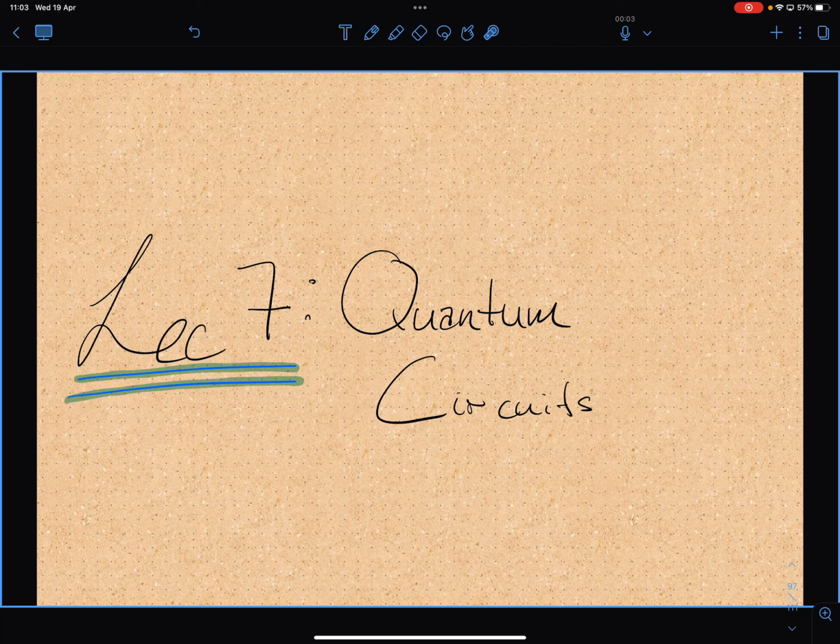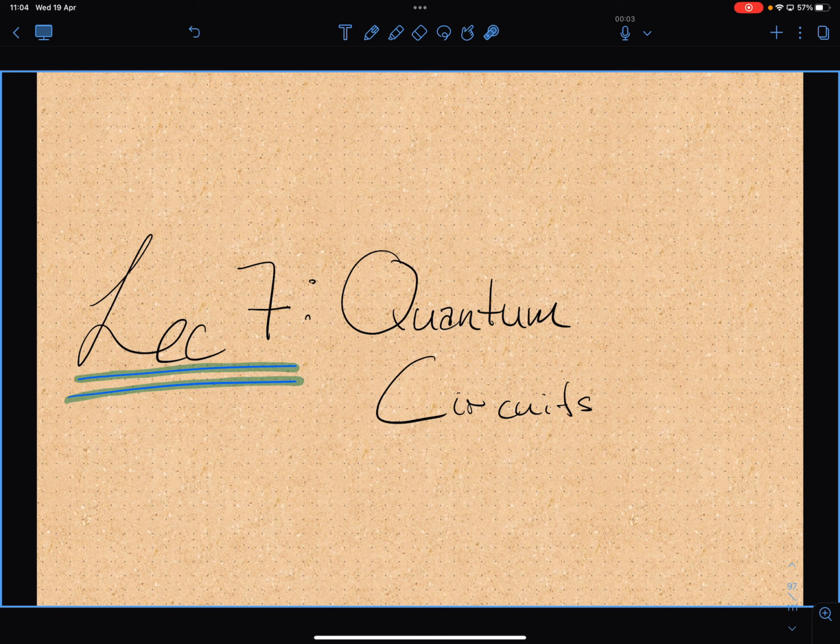All right. Lecture 7, quantum circuits. So now we'll actually start talking about quantum circuits. This is going to be the introduction to the quantum circuits. And I'm going to start with giving you an example of a quantum circuit and application. And then I'm going to go back and start to talk a little bit about classical circuits and then go to the quantum circuits at the end. And it's going to be an introduction.